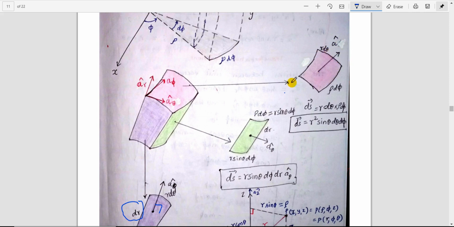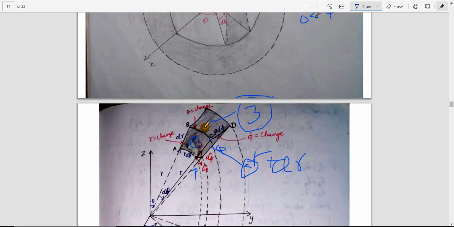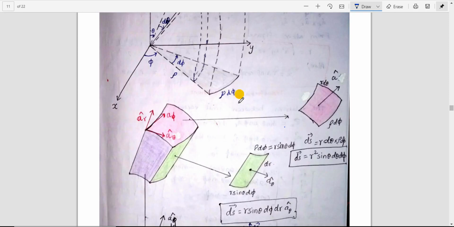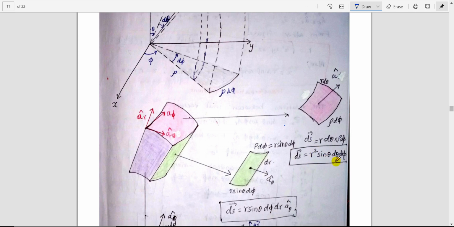This particular length is going to be called r d theta, because this is the vector, and this is the arc length we have defined here. It is r into d phi, and this particular length is rho into d phi, as we have mentioned here. So rho into d phi and r into d theta. Rho is equal to r into sine theta, as we have mentioned here. So that can also be multiplied, and we can take the result as r square sine theta d theta into d phi.